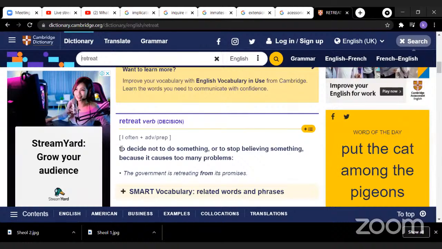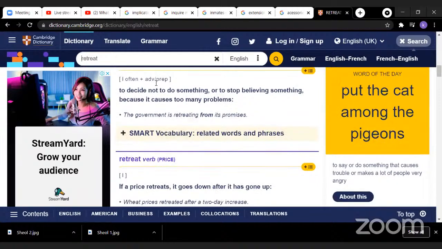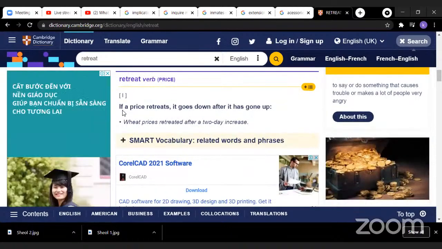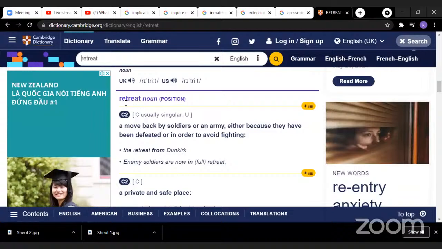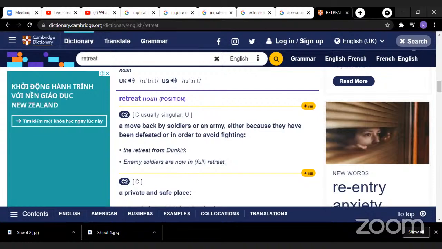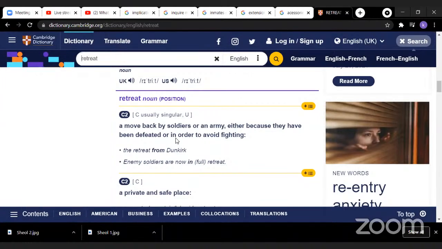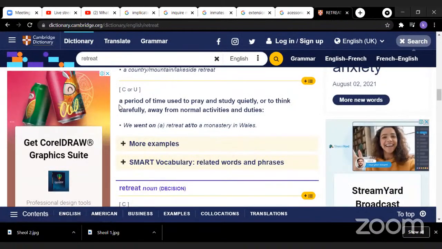Right. Okay. So the next definition, to decide not to do something or to stop believing something because it causes too many problems. That's retreat as a verb. Retreat as it has to do with price: if a price retreats, it goes down after it has gone up. So this is the military one: a move back by soldiers or an army because they have been defeated or in order to avoid fighting. Okay, the next definition for retreat, a period of time used to pray and study quietly.